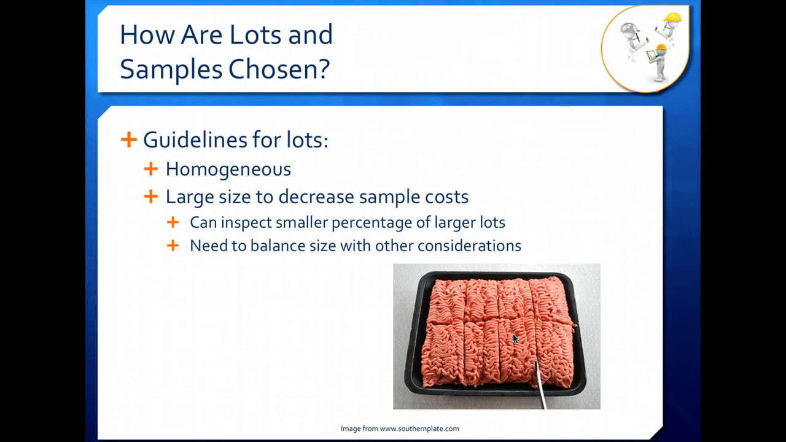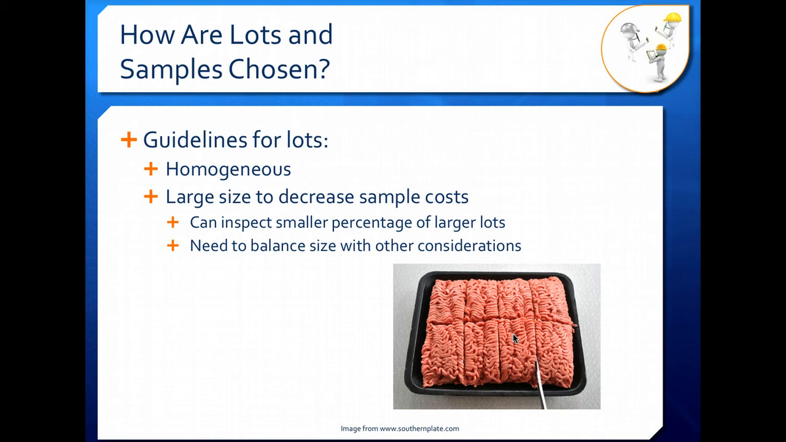You also want a lot that's relatively big in relation to the sample you're pulling. This means that you're not testing the majority of your product every time you pull a sample. So you can inspect a smaller percentage total of a larger lot compared to a smaller lot. However, you do need to balance the size of your lot with other considerations.